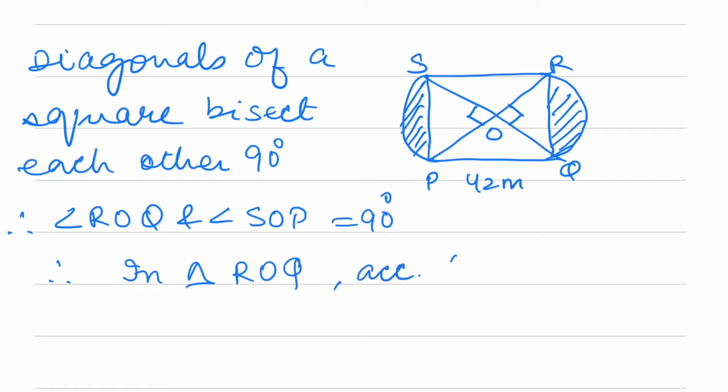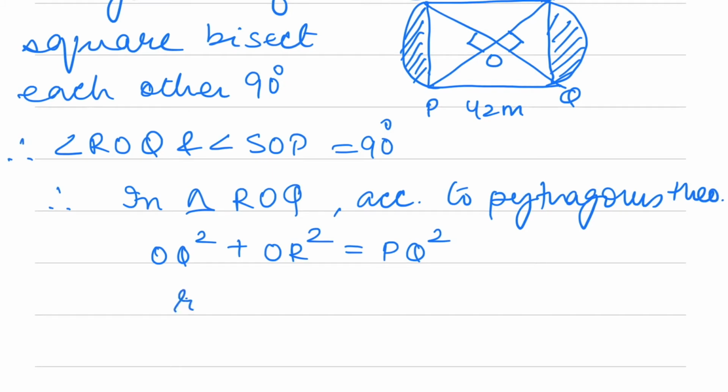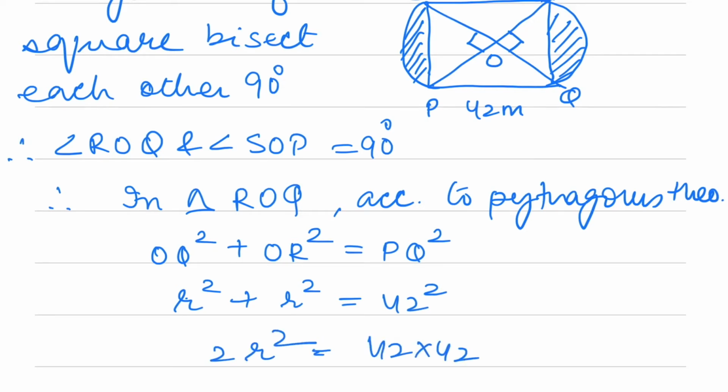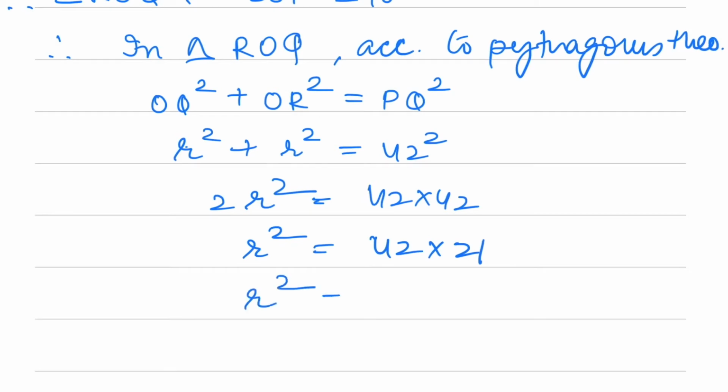according to the Pythagoras theorem, we have OQ square plus OR square is equal to PQ square. So let's take this as radius square plus radius square is equal to 42 square. So 2R square is equal to 42 into 42, and we have R square is equal to 42 into 21. So let's multiply. We get R square is equal to 882.